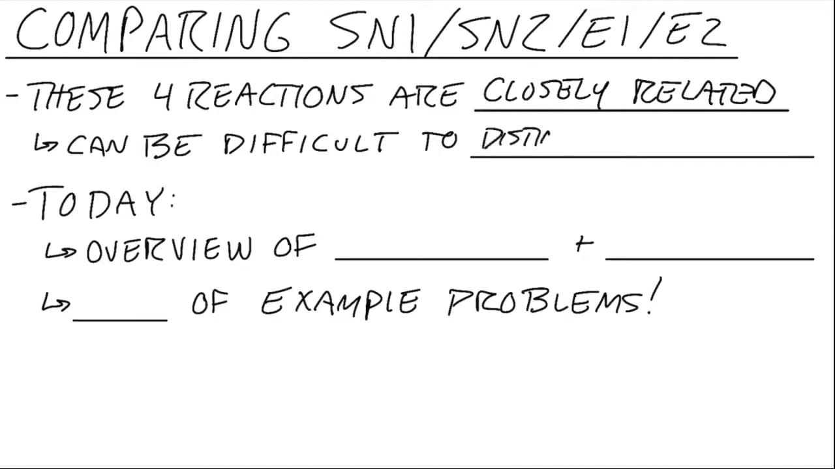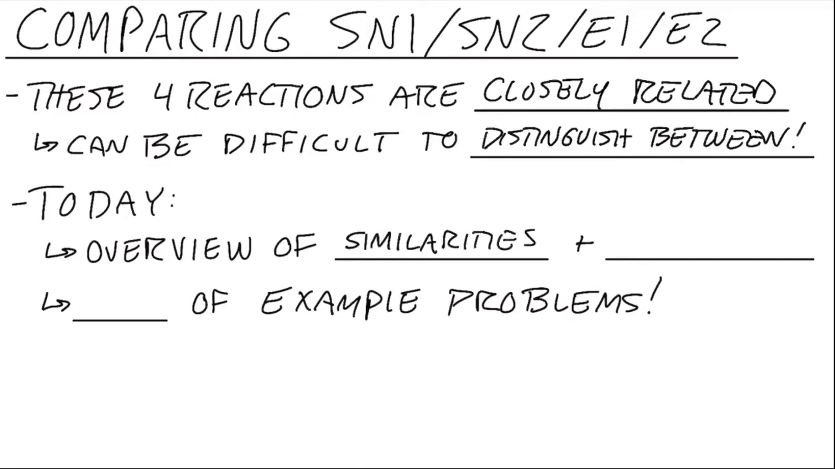But this is a double-edged sword because that means it can be difficult to distinguish between these reactions occasionally. So today we're just going to go over an overview of the similarities and differences of all four of these reactions to see what's alike, what is different, and that should help us be able to decide between all four of them when we're not sure which one we're given. And we're going to do a lot of example problems to help practice that.